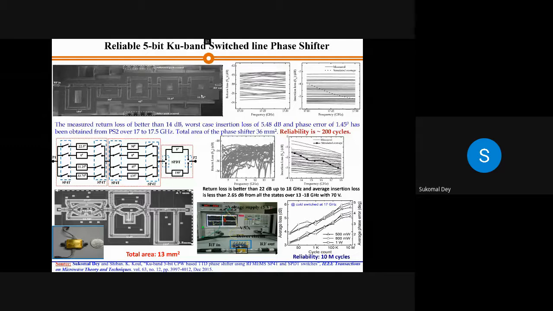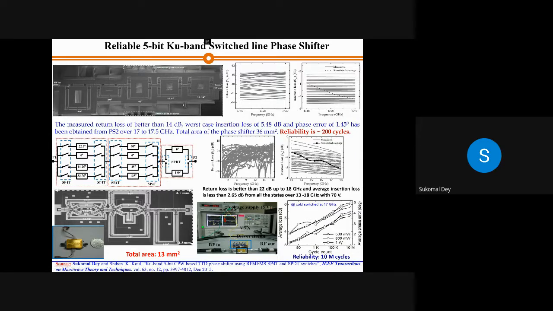This particular phase shifter works at a narrowband frequency of 17.25 gigahertz, over a 500 megahertz bandwidth. It gives a 5.48 dB performance, and the phase error was 1.45. But the total area of the phase shifter is quite high, 36 millimeter square. The problem with this phase shifter is reliability, because we are developing it for DRDO applications, and no one is happy with this number of 200 cycles. It means that your phase shifter works only 200 times.